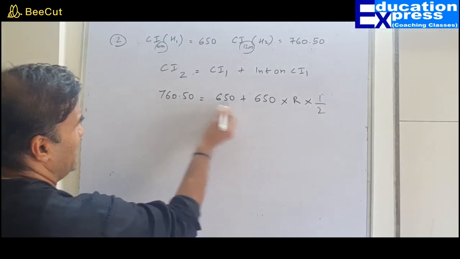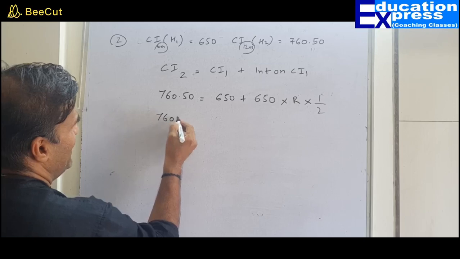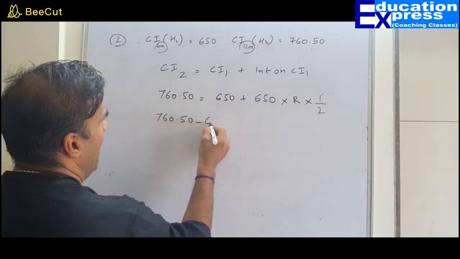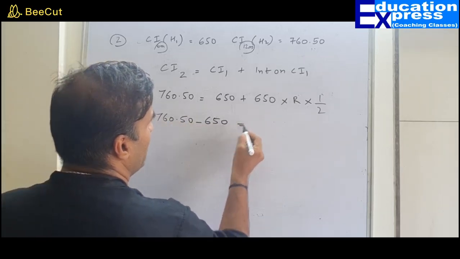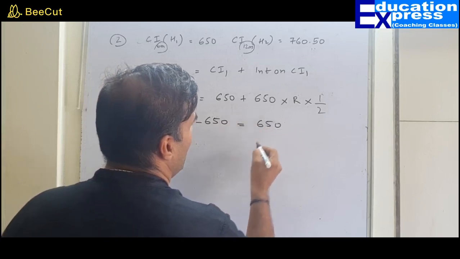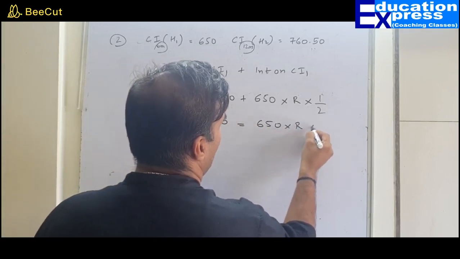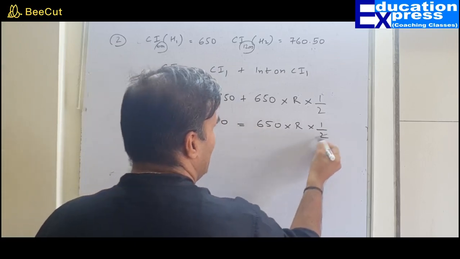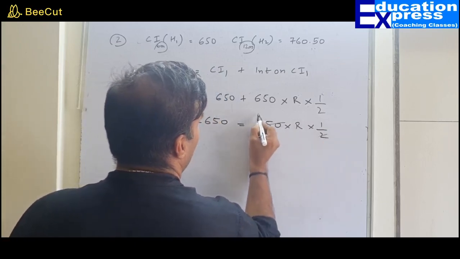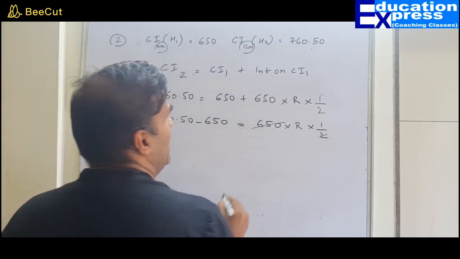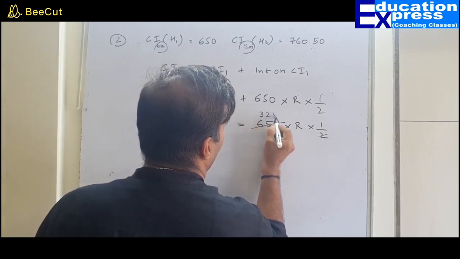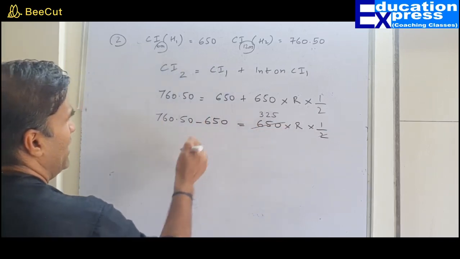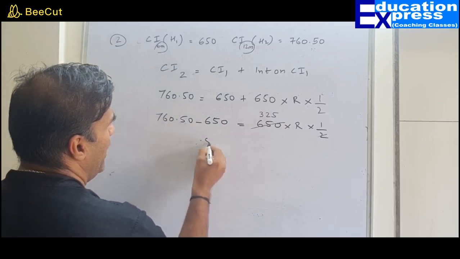Now what? Sir, please shift this 650 to this side. 760.50 minus 650 will give you 650 multiplied by R multiplied by half. Is there any possibility of cancellation? Yes, sir. So this will result in 650 becoming 325. Let us do this calculation. 0.50.